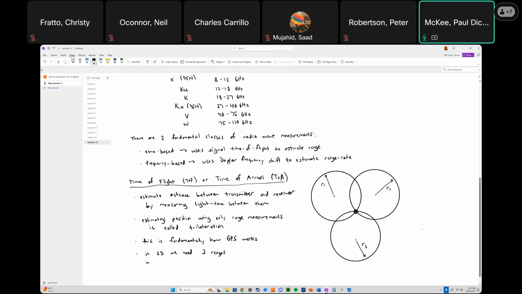So in 3D, how many do we need? 4? 4. And we will later go through and set up a system of equations and show that you need 4 ranges to actually solve the equations to deal with this ambiguity problem. Okay, great. Thank you very much for everyone's participation. So that is time of flight.